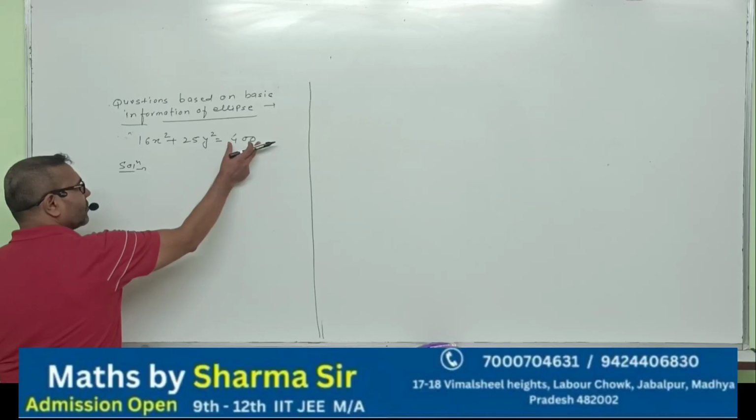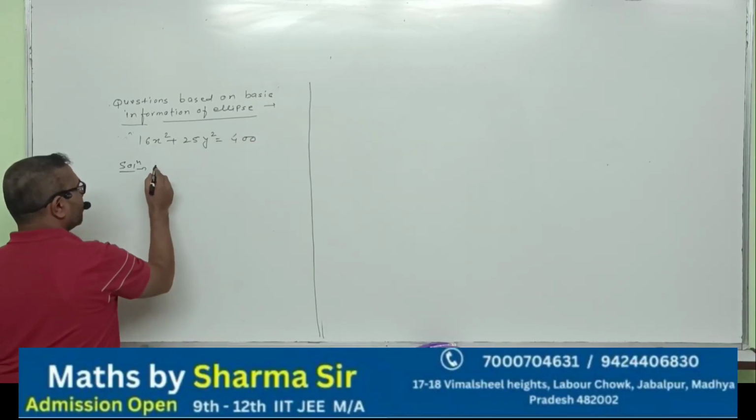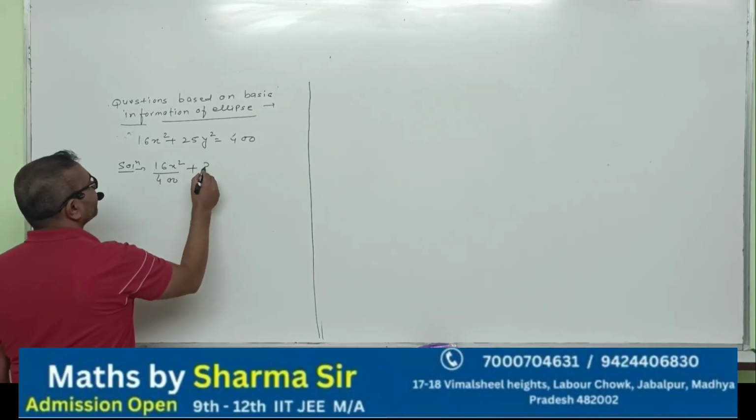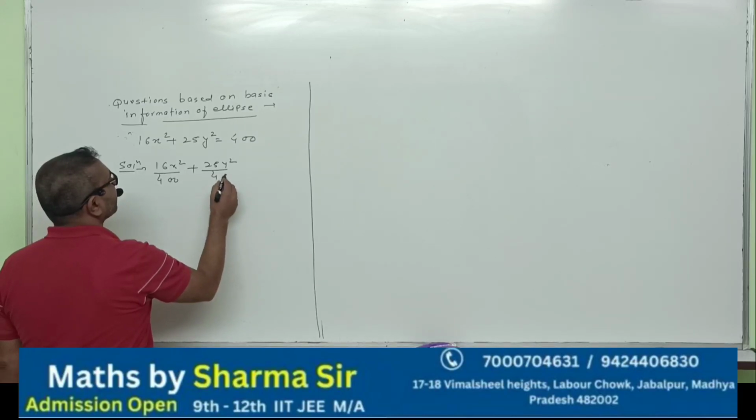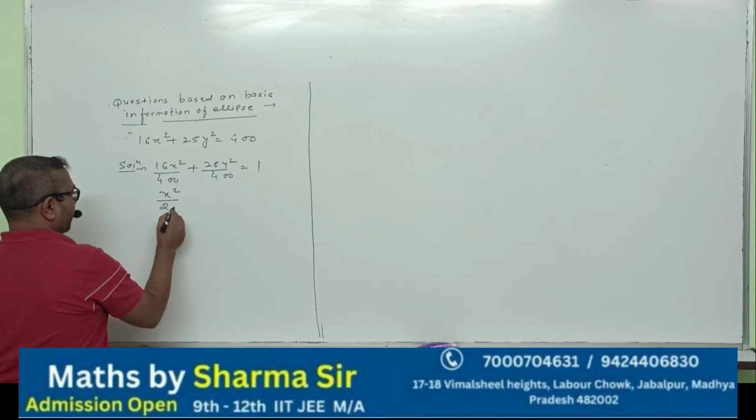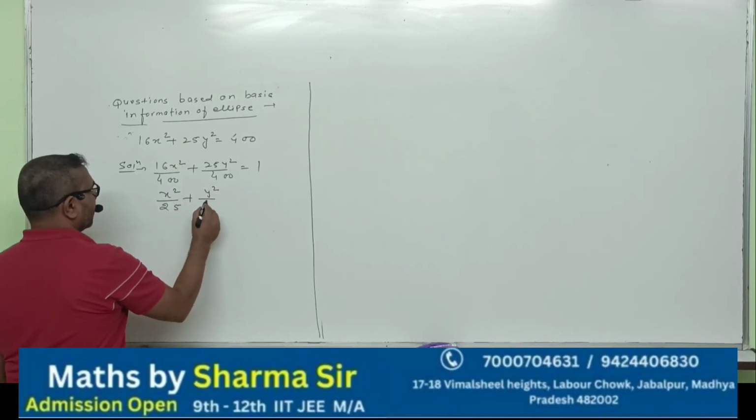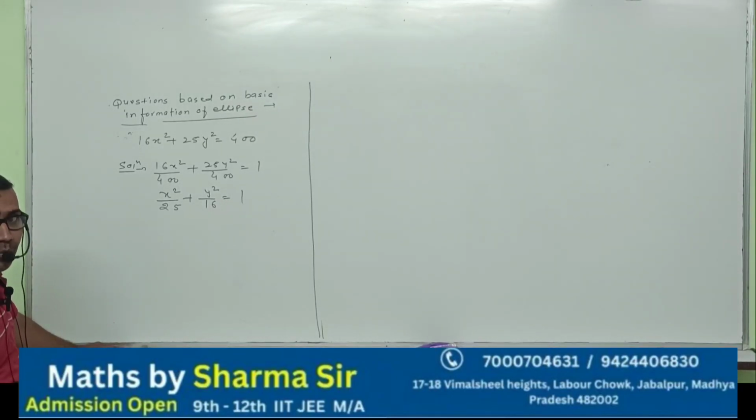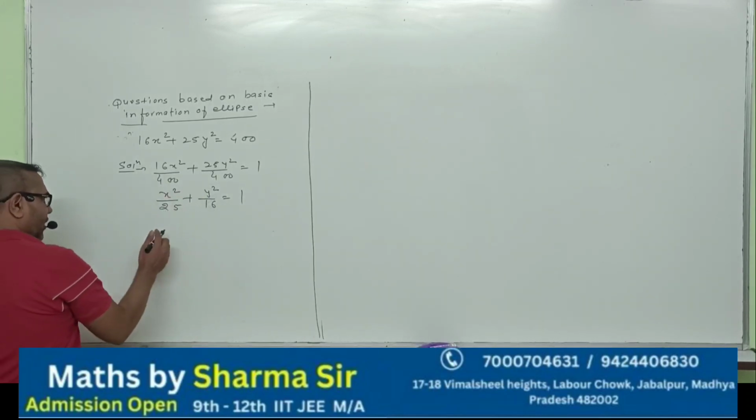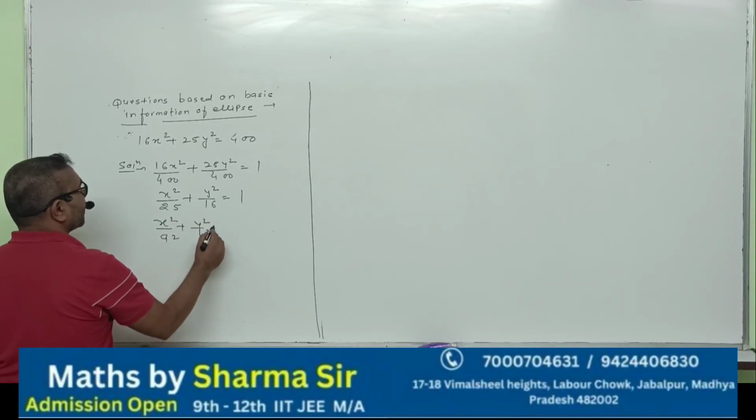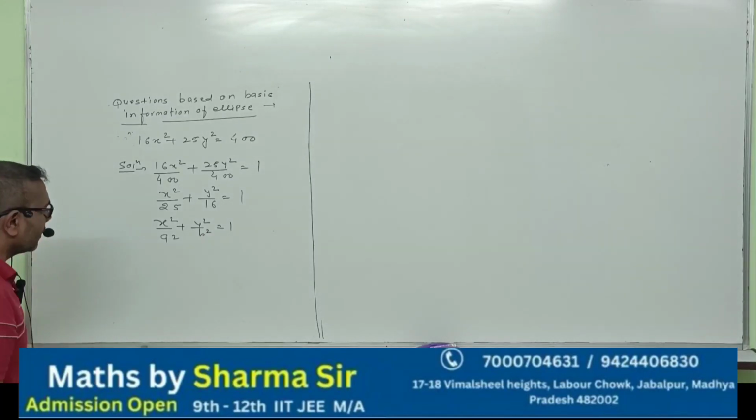Respectable, let's see what happens if we divide by this number on both sides. If you do so, this is 16x square upon 400 plus 25y square upon 400, equal to 1. Or this is x square upon 25 plus y square upon 16, equal to 1. Now please focus upon my voice and the explanation of what I am going to do. Now I will compare this with the standard form of the ellipse, that is x square upon a square plus y square upon b square is equal to 1.